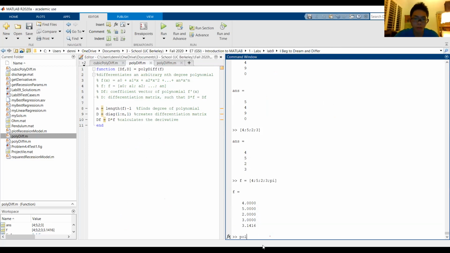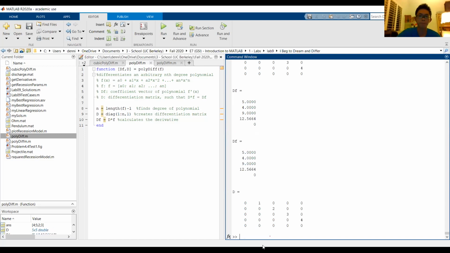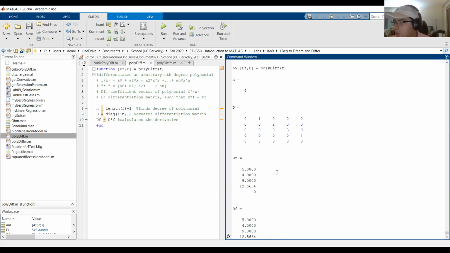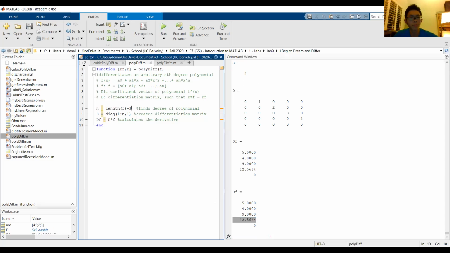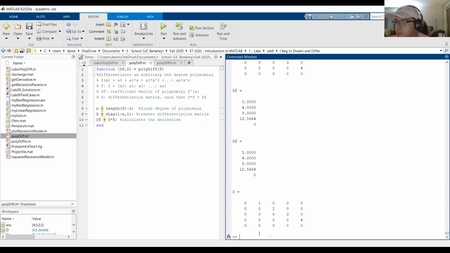Let's see here. Df comma d is going to be the result of polydiff f. Okay, differentiation matrix looks good. Yeah, it looks good to me. And this is like pi times 4 or something. Yeah. And let's try one more.